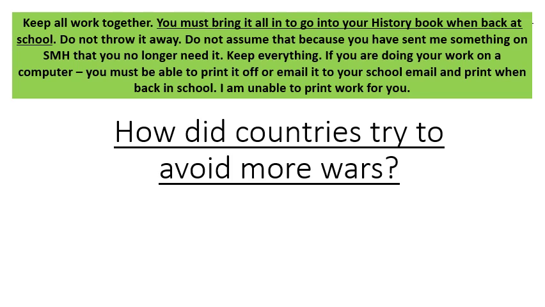So what we're going to do now is move on to our new unit, which is looking at the causes of World War II. All right, but to look at the causes of World War II, we really need to go back to what happened at the end of World War One, and what sort of things were put in place. Okay, so your title for today is How Did Countries Try to Avoid More Wars? Specifically, we're going to be looking at the League of Nations as well.